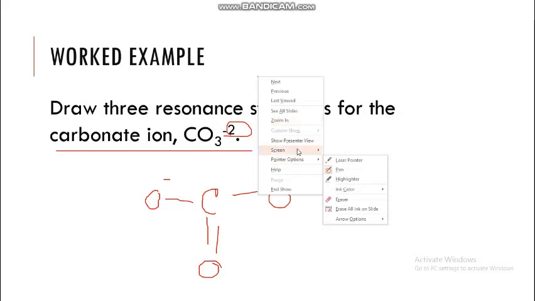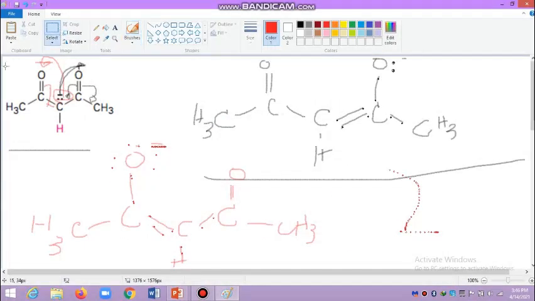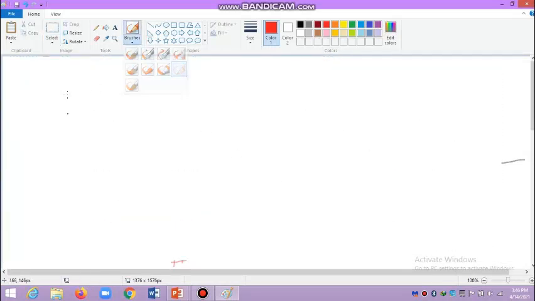Let me transfer that to Paint. So, carbon and ion there. O negative, O negative, and it's 1, 2, 3, 4, 1, 2, 3, 4, and let's see. So this is the first resonance form of the carbonate ion.